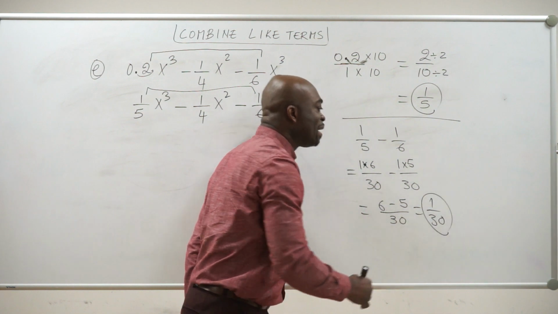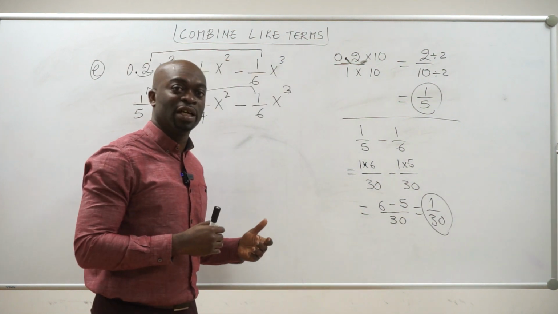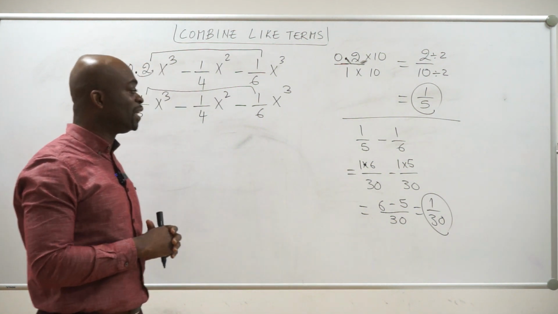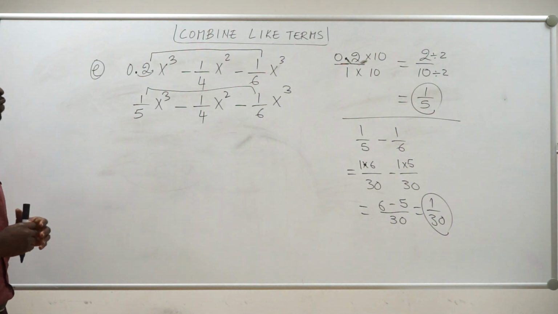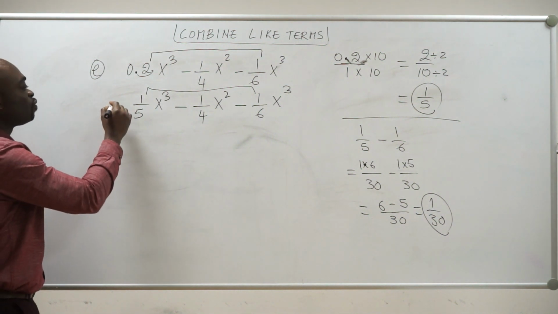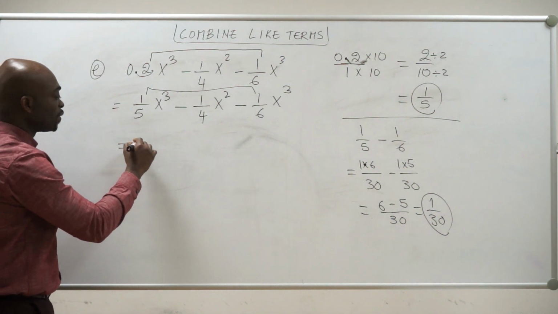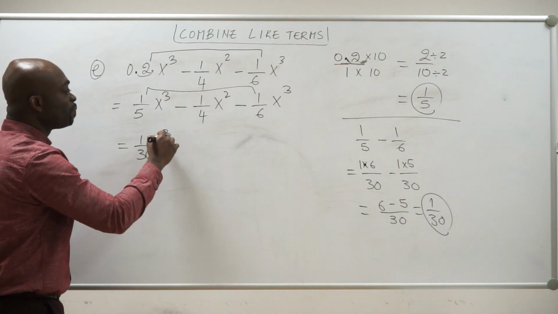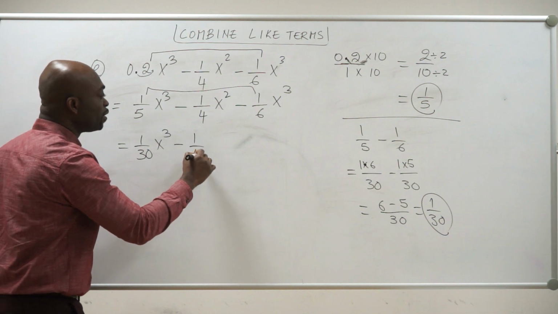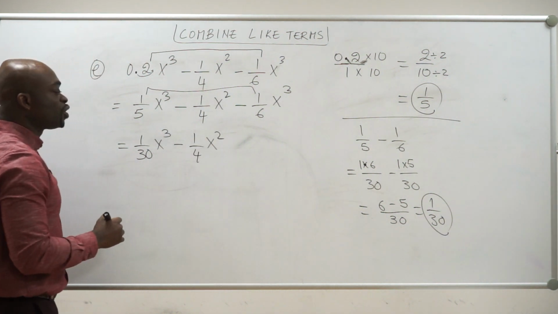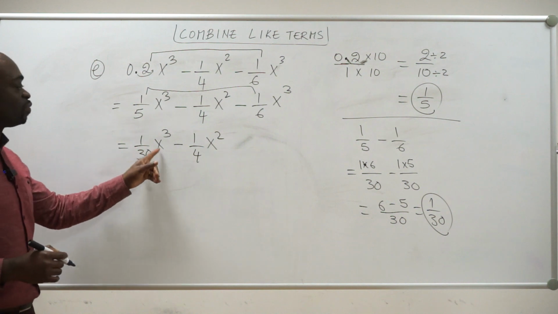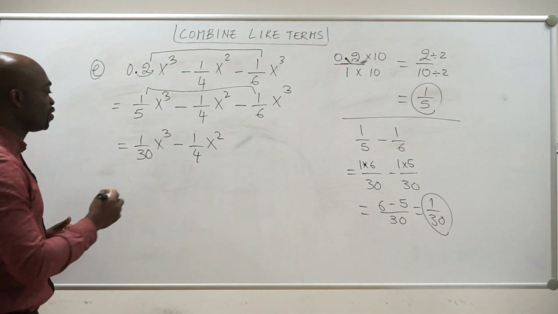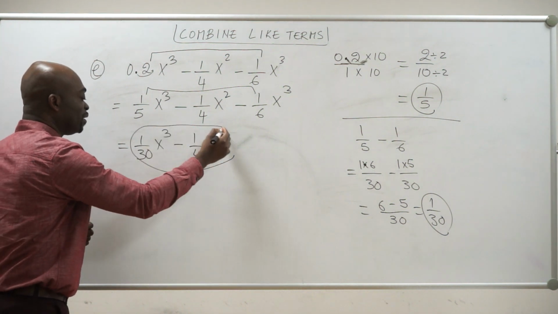Now, we're taking it step by step so that you understand how we get these problems done, so that whenever you have any other problems like that, you know how to follow suit. So we end up with this one equaling 1/30 of x to the third power minus a quarter of x to the second. So we cannot go further because this one is x power 3, this one is x power 2. So we cannot add, we cannot subtract. So this would be your final answer.